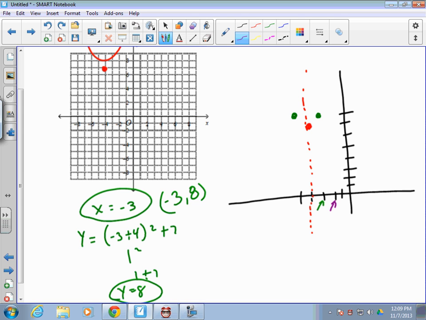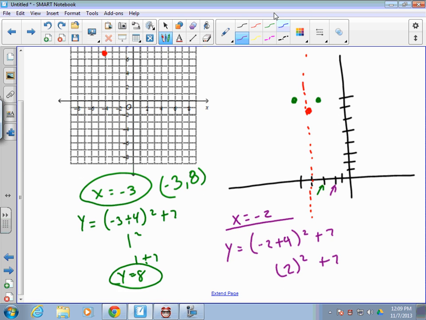And then just go one more to the next one here, which is x's value at negative 2. So when x equals negative 2, we'll just plug it into the equation. y equals negative 2 plus 4 this time, squared, plus 7. Negative 2 plus 4 is 2, squared is 4. And we know 4 plus 7 is 11. So when x is negative 2, y's value is 11. So that's the last point that we have to figure out.